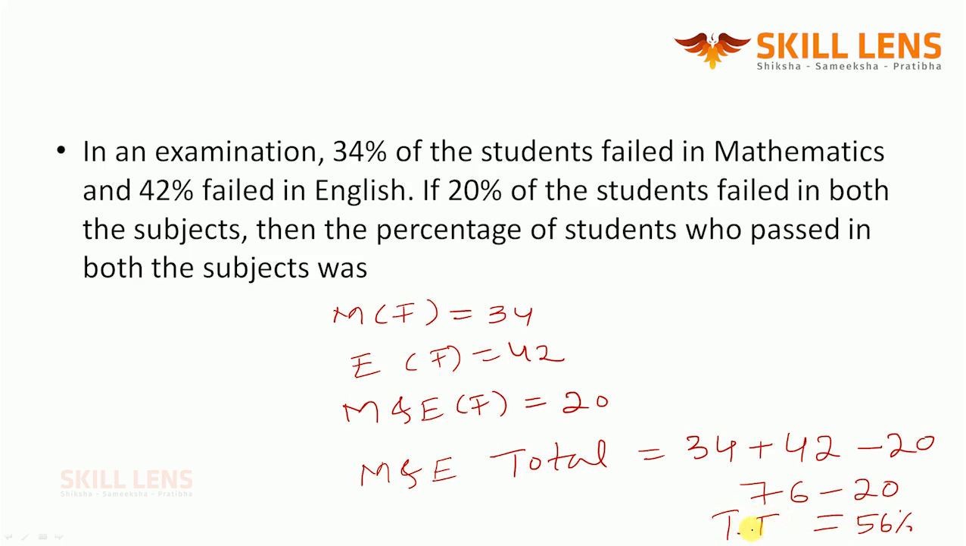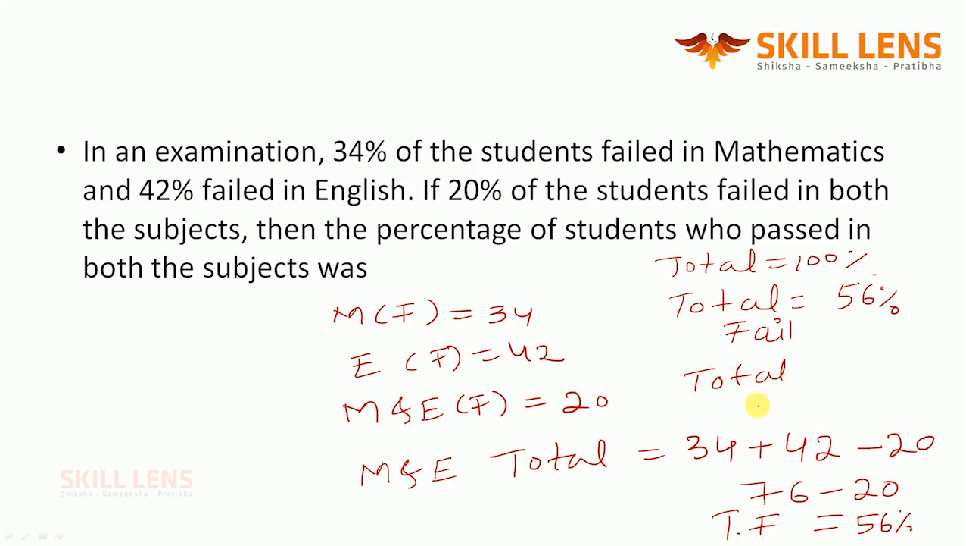56% is the total fail. The actual total is 100%. Out of 100%, total fail is 56. When total fail is 56, then total pass will become 100 minus 56. That will give you 44% as your answer.